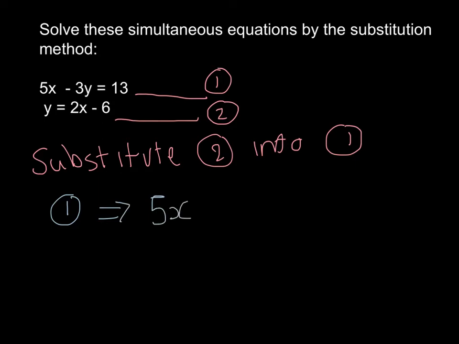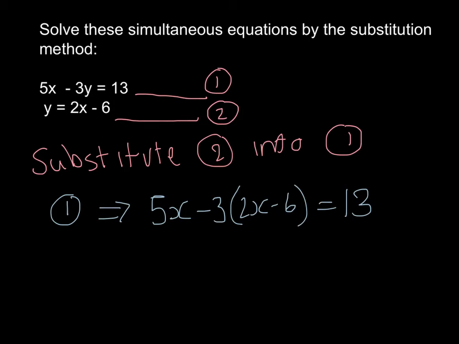5x minus, now it's 3y, so the proper thing to do is to put the 3 down and then put the whole thing that you're replacing y with in a bracket. So we know y is 2x minus 6, and then that's equal to 13. And as you can see now in this new equation, we've just got x's, so we should be able to solve this. Solving it can be a little bit tricky. You have to make sure your algebra skills are up to scratch.